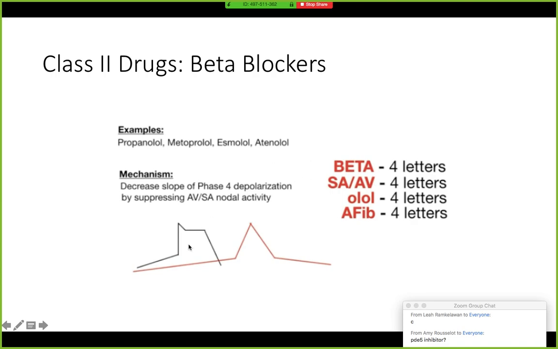Okay, so here's a clip from that Dirty Medicine video. With our beta blockers, we're thinking 4 letters. So 4 letters with beta, 4 letters with SA and AV nodes, so slowing the conduction through the AV node. OLOL, so our drugs ending in OLOL are beta blockers, and then AFib. So first line for AFib, all of these are 4 letters.